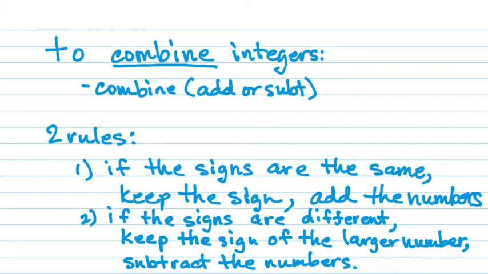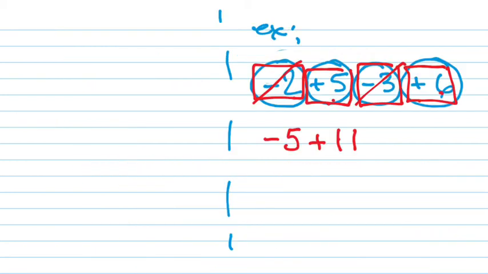Okay? Now, let's look at some examples of that. We'll just go back to that example that we were looking at here. We have the -5 plus 11. What's the sign of the 5? What's the sign of the 11? So that means I'm going to keep the sign of the larger, and that's the positive one, right? So my answer is going to be a positive.